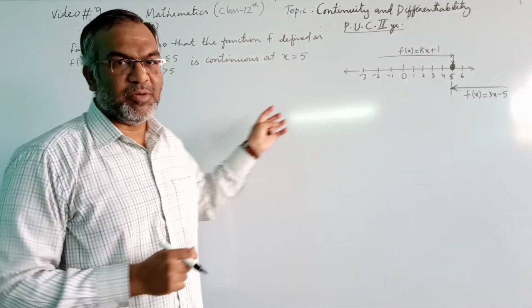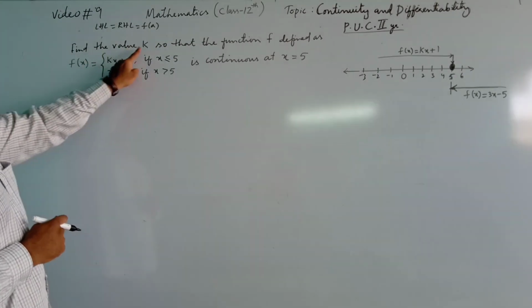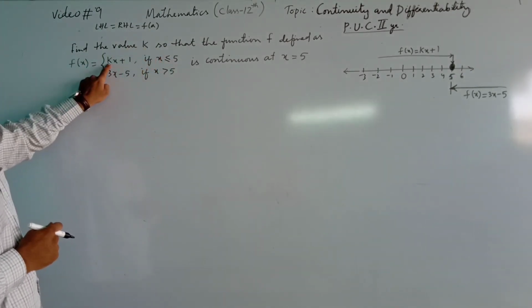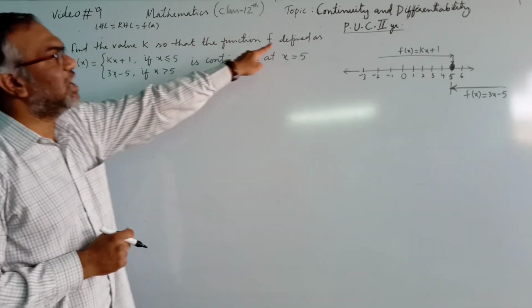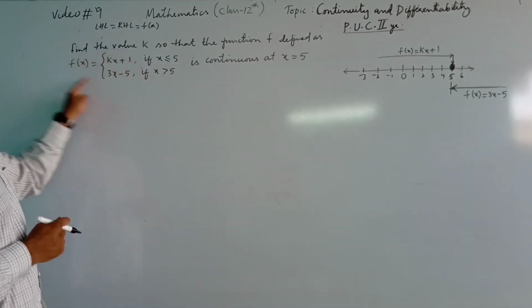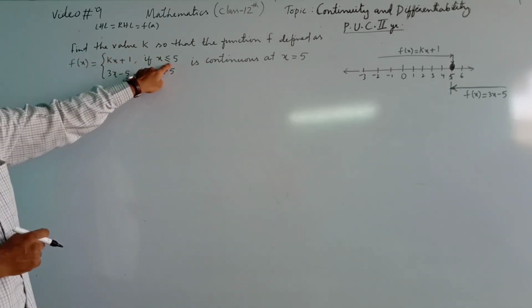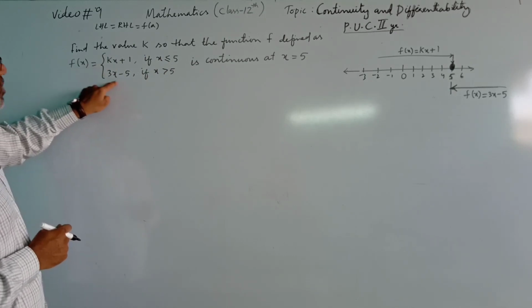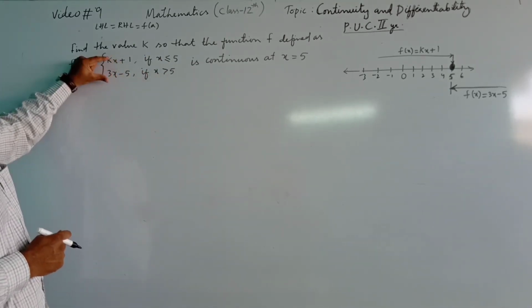Here is the next problem. Find the value of k. There is a constant k in the question, so that the function f defined as f of x equals kx plus 1 if x is less than or equal to 5, and f of x equals 3x minus 5 if x is greater than 5. Again, a piecewise function is there.